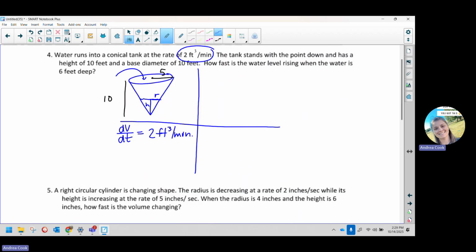All right, what are we trying to find? The rate at which the water level is rising. So in my picture, which variable? H. So dH over dt, when H equals 6 feet.